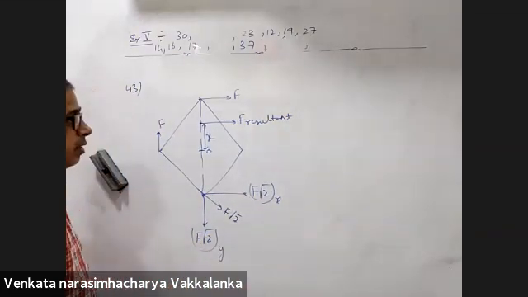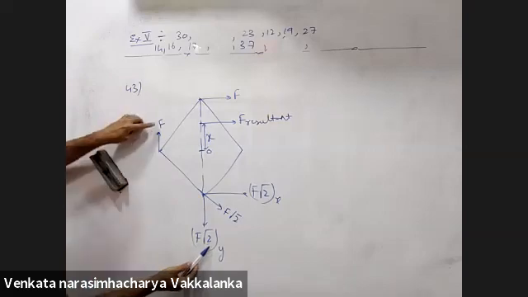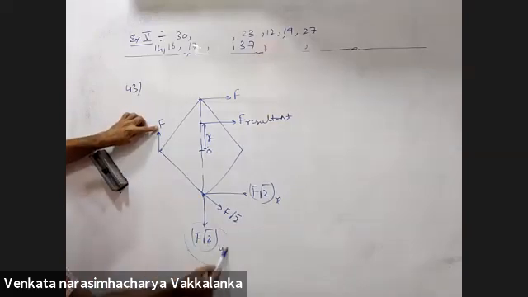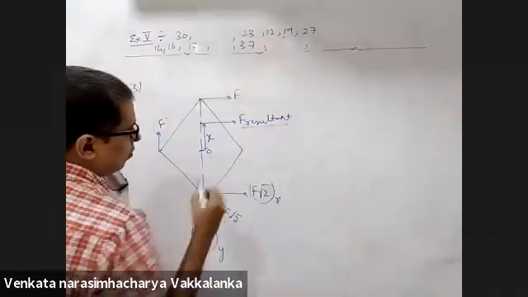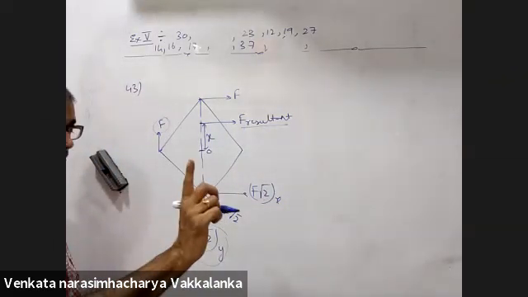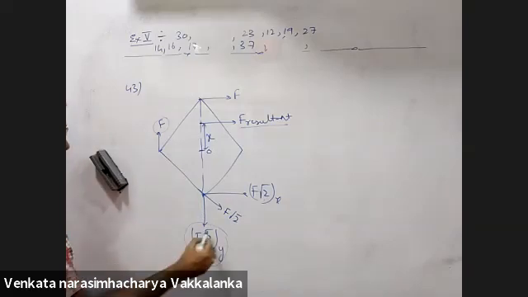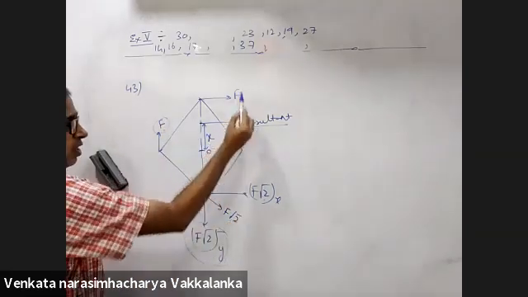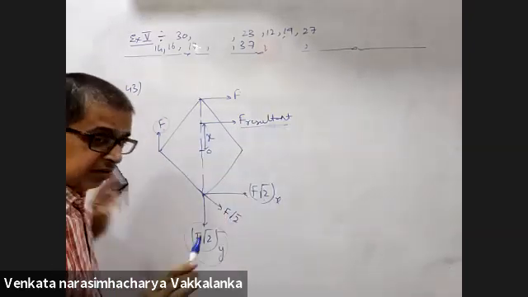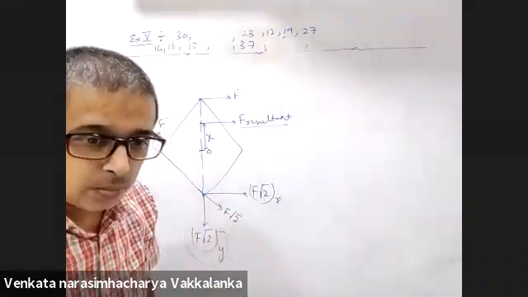You do the resolve. Now this should be equal to this. Sum of these two should be equal to F resultant. First point. Is that clear to all?